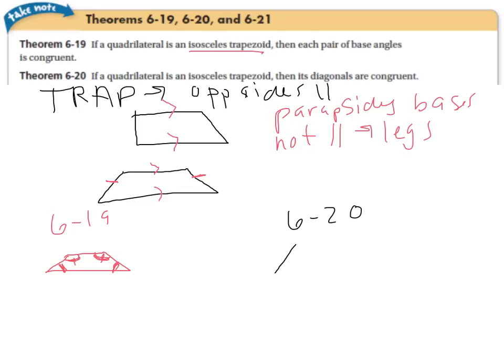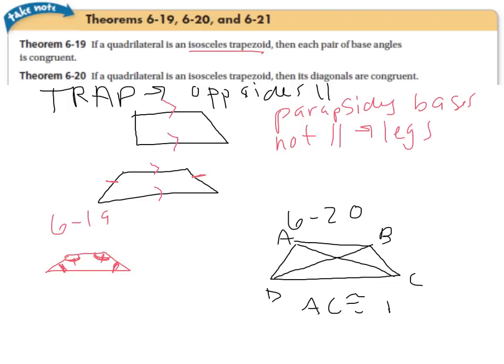And then I have 6-20. If I have an isosceles trapezoid, then I know the diagonals are congruent. Diagonals are the lines you draw between two opposite angles. So in this case, A, B, C, D, and in this picture AC would be congruent to BD because those are my diagonals. Those are two things that are true for an isosceles trapezoid.